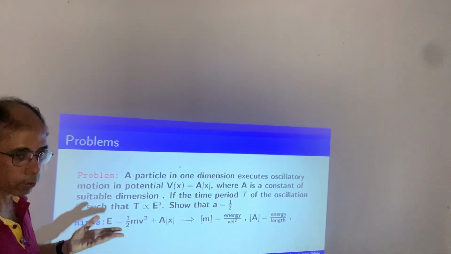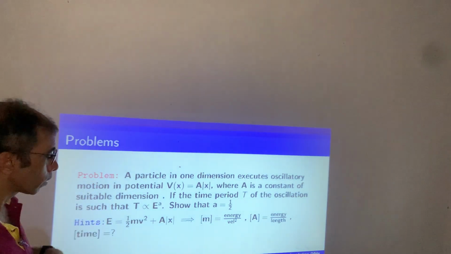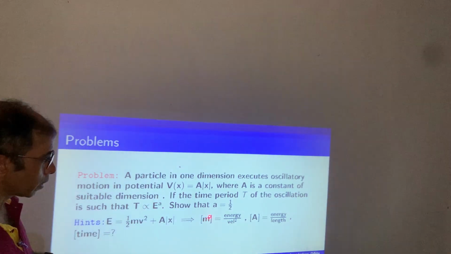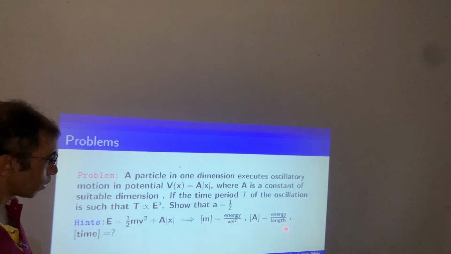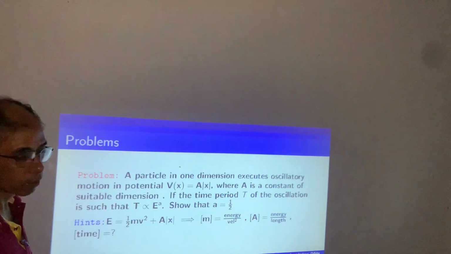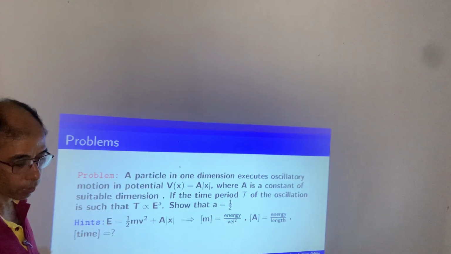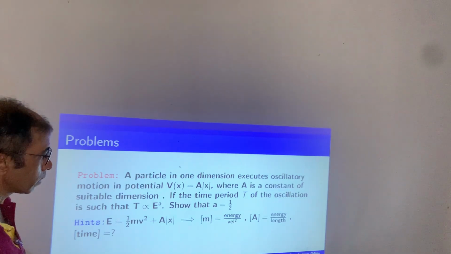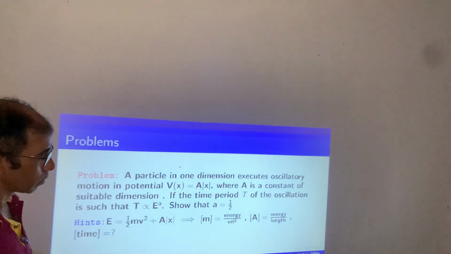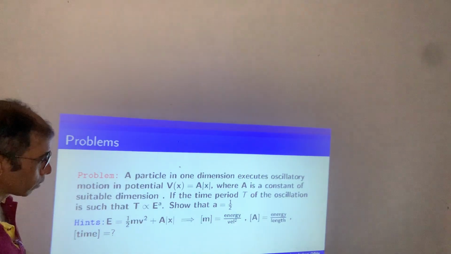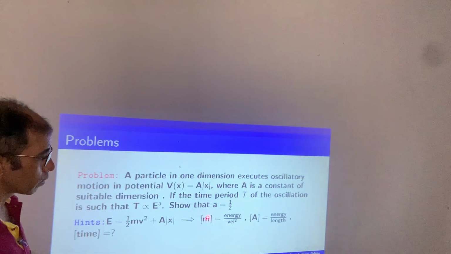The exponent can be positive or negative. So you have to find out what combination of these three, m, a and e, is such that finally what we get is a unit of time, and that will be the time period of this system. So what we have to find out is the suitable combination.